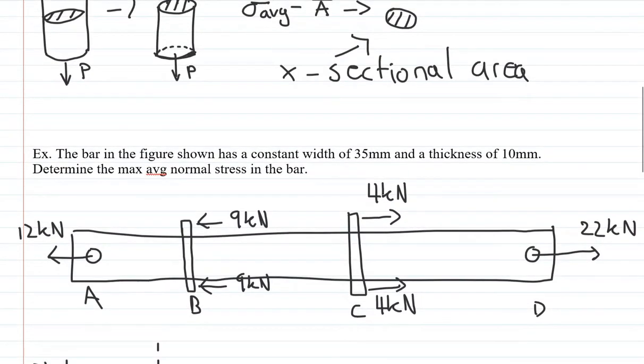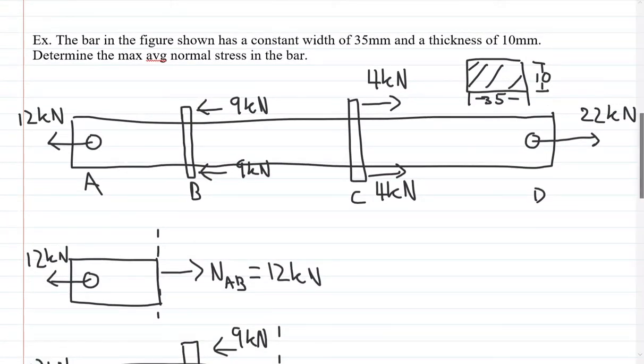So right here, the bar in the figure shown has a constant width of 35 millimeters and a thickness of 10 millimeters. So it has a cross-sectional area as such. So we have to take, since there are multiple forces acting on the beam or the bar at different positions, we have to take multiple sections.